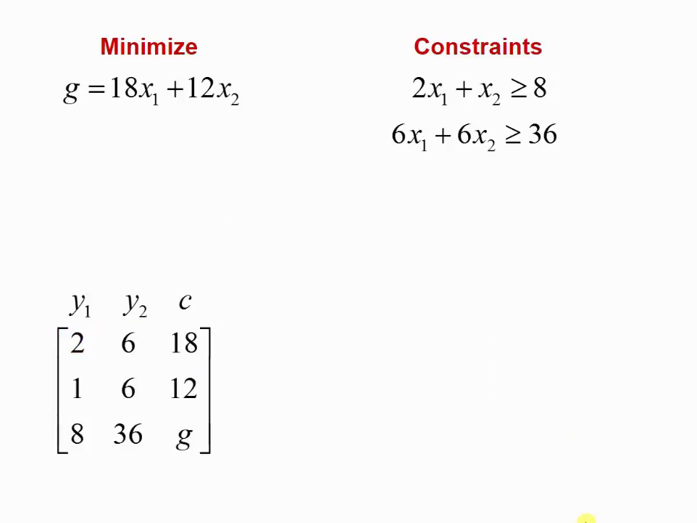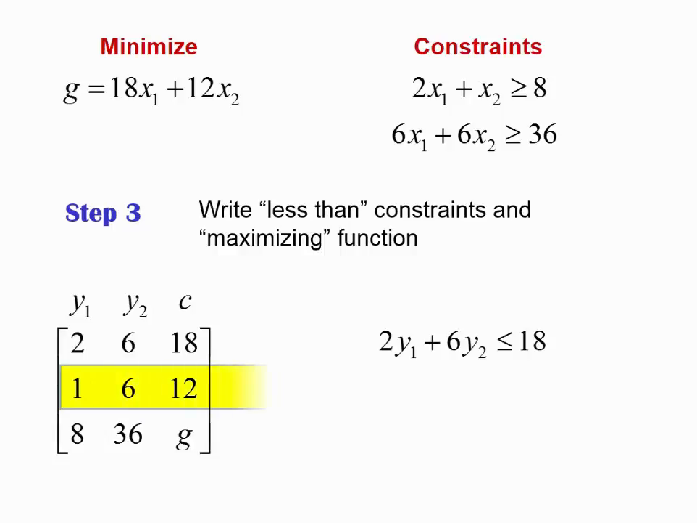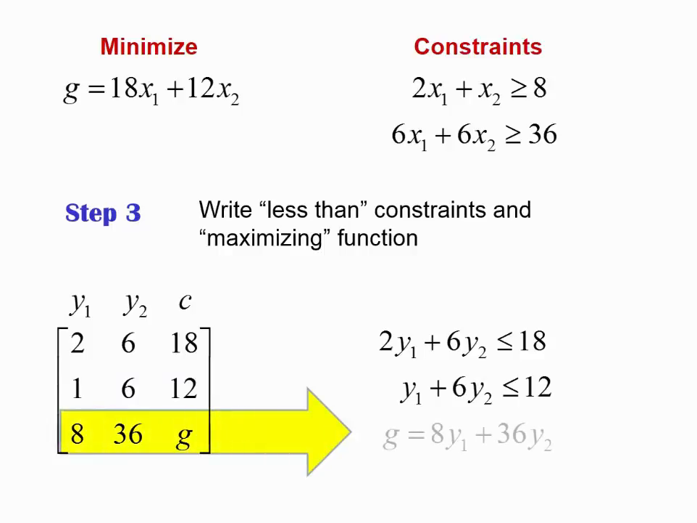Then, for step 3, we want to rewrite this matrix similar to how we did it in step 1 back into inequalities and functions. So for the first row, we're going to write the inequality 2y1 plus 6y2 is less than or equal to 18. Second row becomes the inequality. Third row is our new optimizing function.